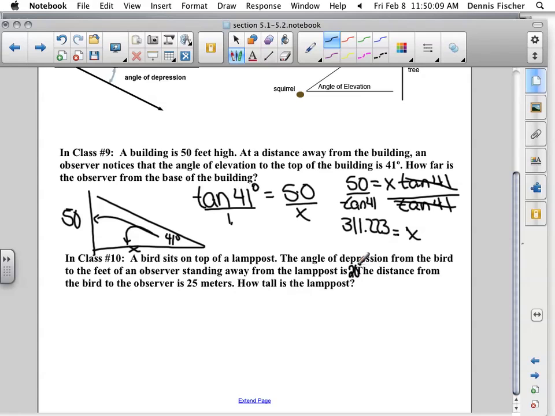I would say it's horizontal. But is the bird on top of the lamppost? Yeah, but I would still say horizontal. So it's not the hypotenuse, is it?